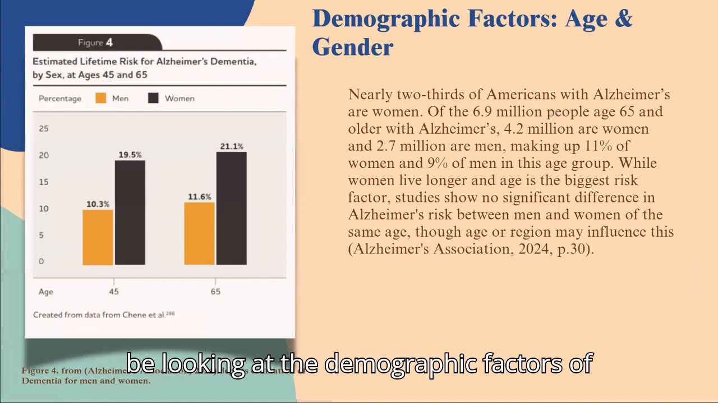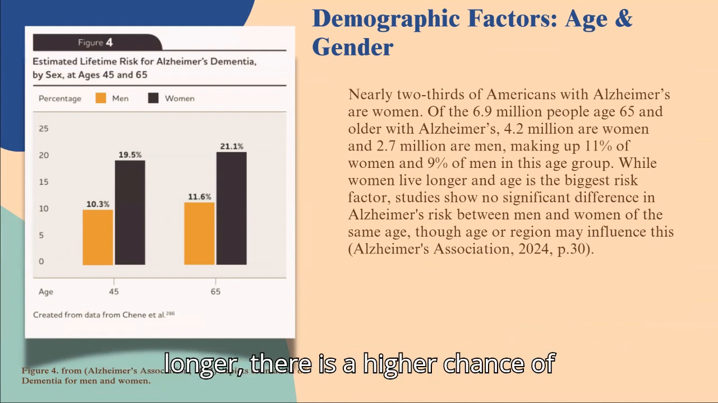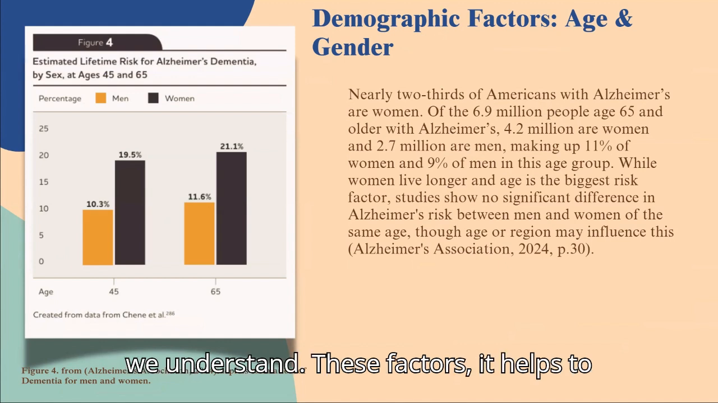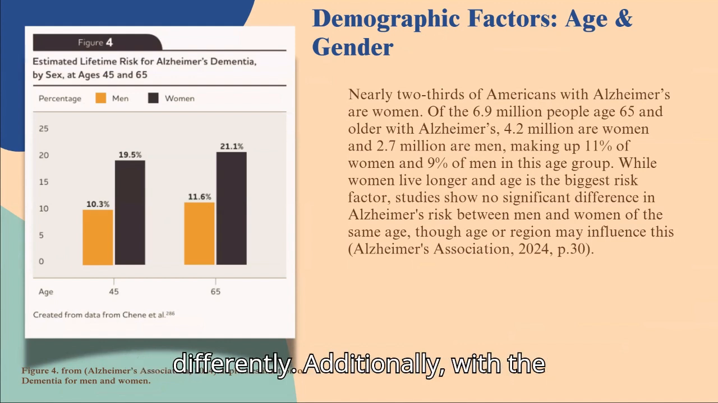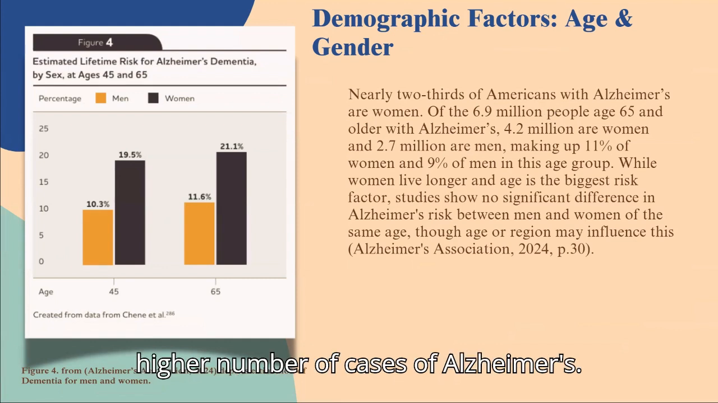Next, we'll be looking at the demographic factors of the components of age and gender. Now, as people age, we're seeing more cases of dementia because people are living longer, so there's a higher chance of developing these conditions, influenced by factors such as age and gender. And when we understand these factors, it helps us see how dementia affects each person differently. Additionally, with the increase of age over generations, healthcare systems must prepare for a higher number of cases of Alzheimer's.